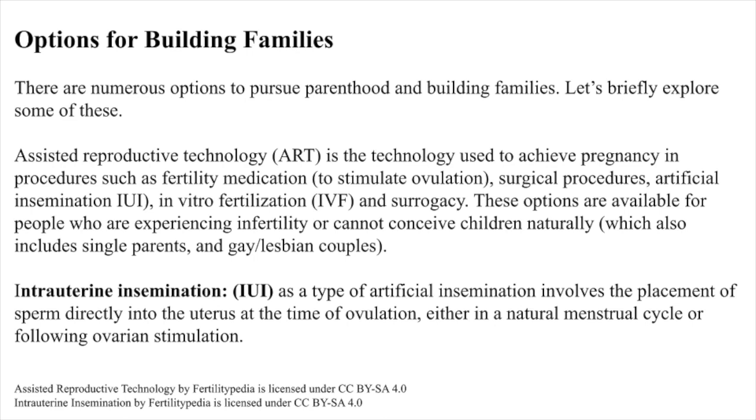same-sex couples. Intrauterine insemination, IUI, as a type of artificial insemination, involves the placement of sperm directly into the uterus at the time of ovulation, either in a natural menstrual cycle or following ovarian stimulation.